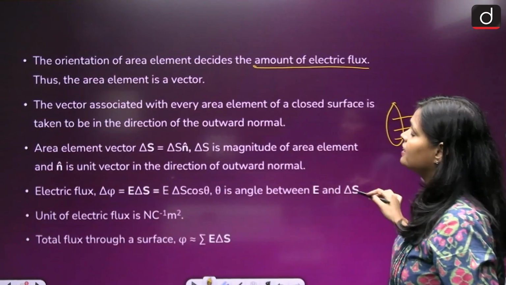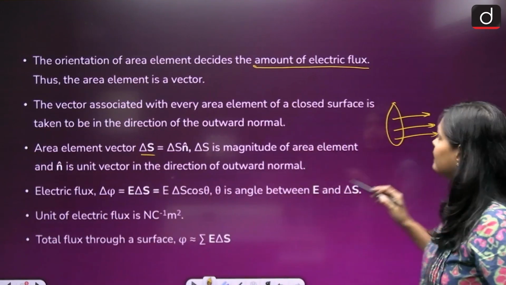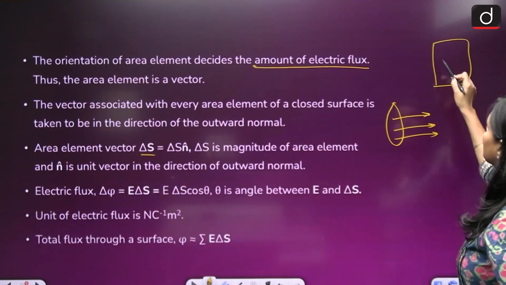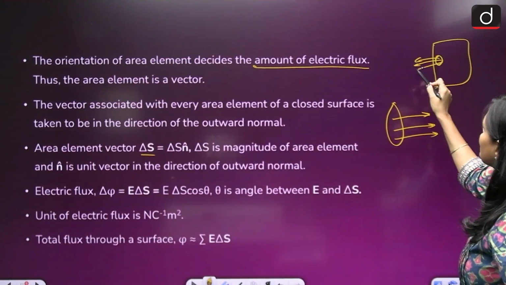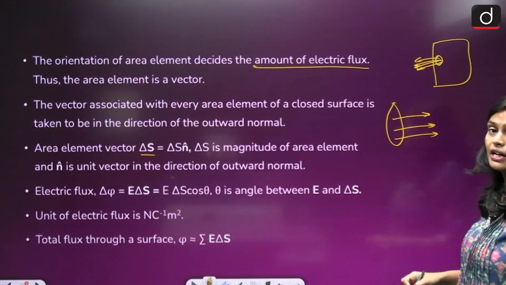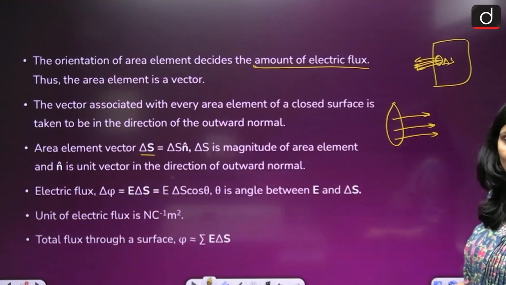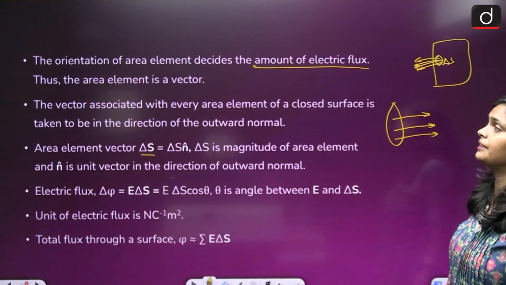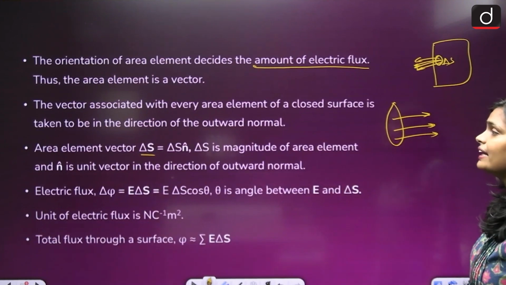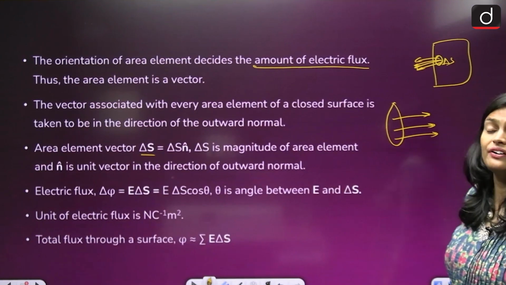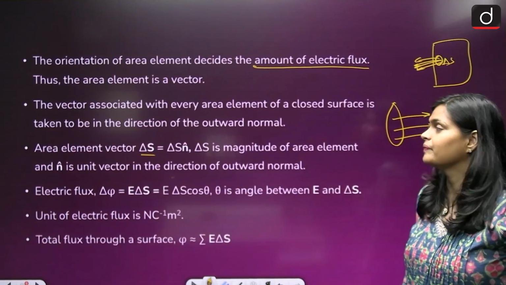Area element vector delta S. So area element means what? Suppose if this is the whole area, you are talking about this, from this particular area, how many electric field lines are coming out, right? So this is delta S, right? This is the small area element. Del S is the magnitude of area element and N is the unit vector in the direction of outward normal.